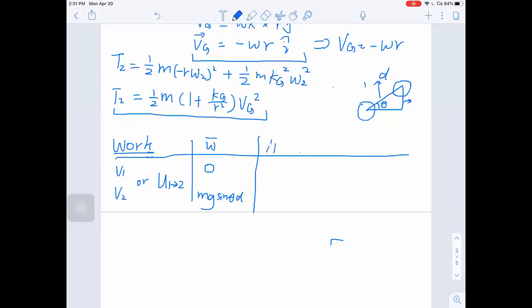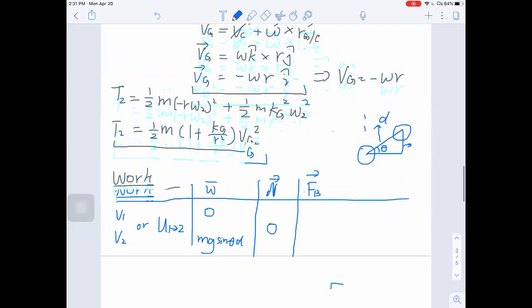Okay, that's the potential energy from weight force. Let's look at normal force. Normal force is perpendicular to the motion of the disk, therefore it does no work. 0. Now, the other force we have is this FB.